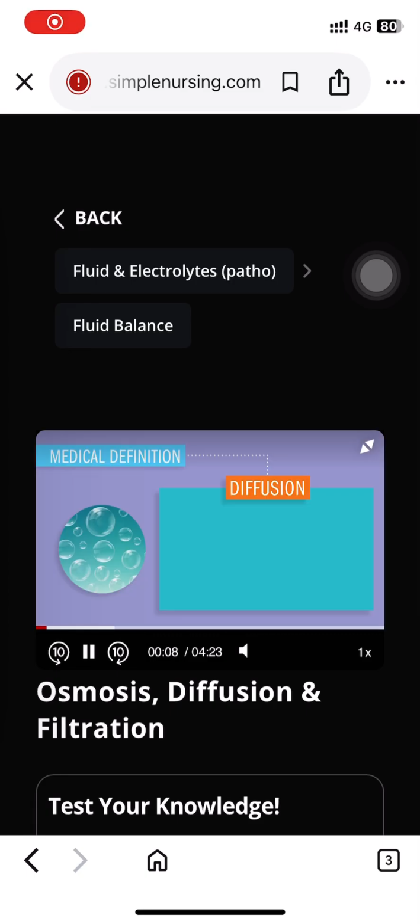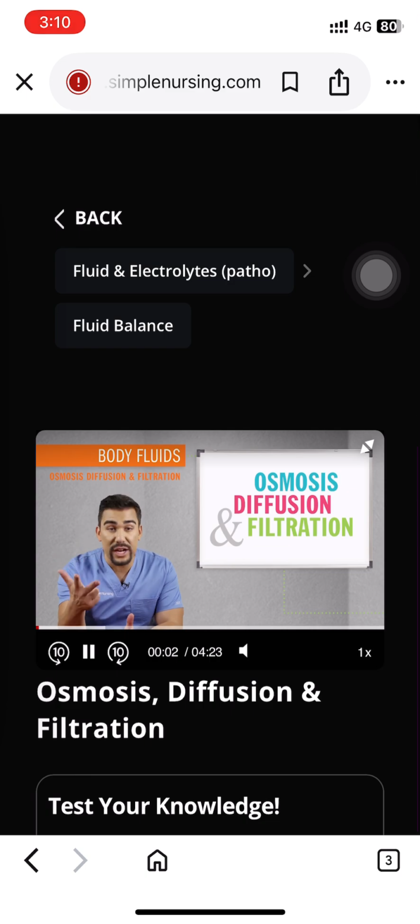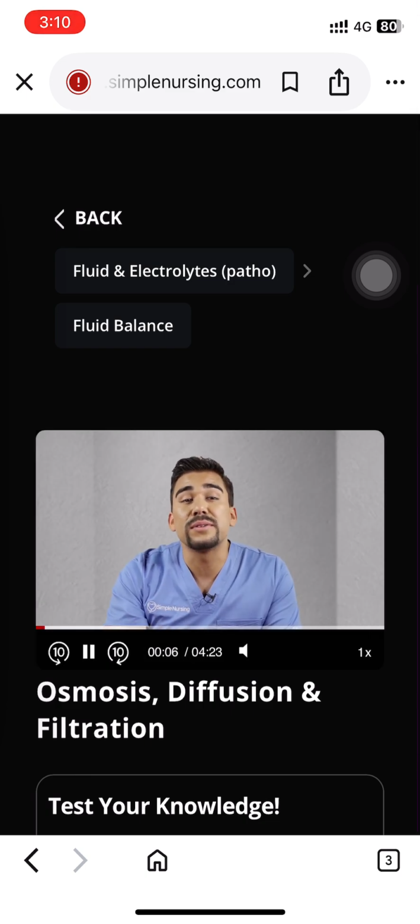Definitions: osmosis, diffusion, and filtration for the fluids in your body. Now let's go through some fancy medical definitions.